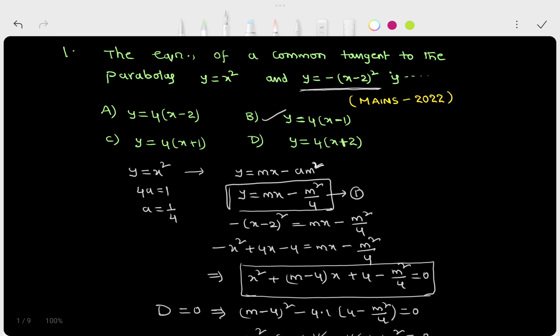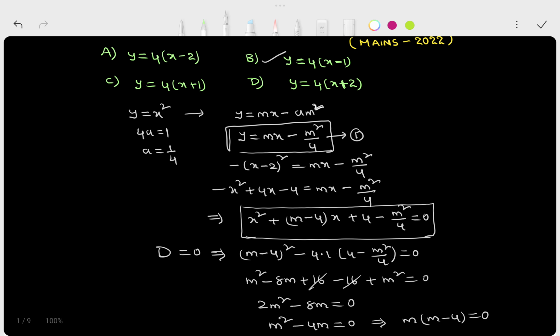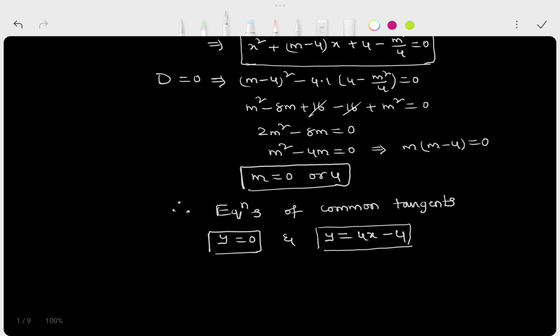y is equal to 4x minus 4. Under 4 you take that common, you will get y is equal to 4 into x minus 1. So you can write this as y is equal to 4 into x minus 1. I hope everyone is clear on this problem.